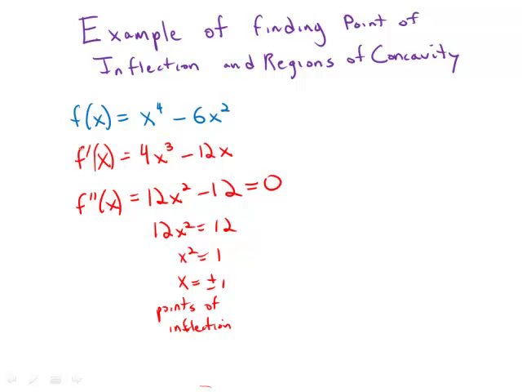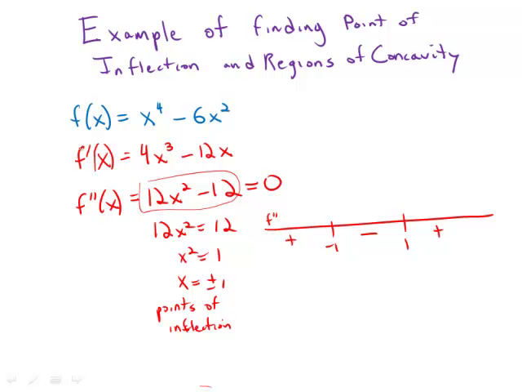Well, now we can do a number line for the second derivative. Here's negative 1, here's positive 1. And of course, if you think about just the graph of this function, 12x squared minus 12, that's an upward-facing parabola. Upward-facing parabola that is pulled a little bit below the axis in the middle. So the middle part would be negative, and the outer parts would be positive.